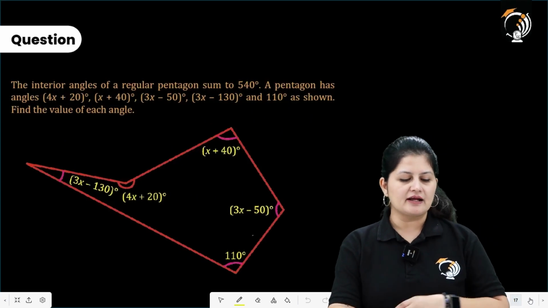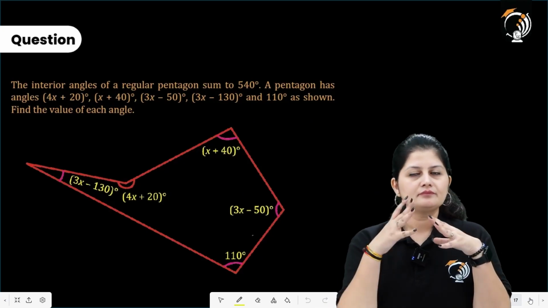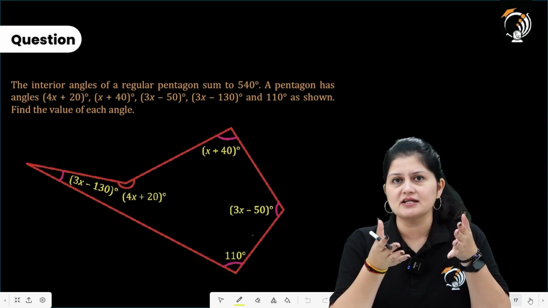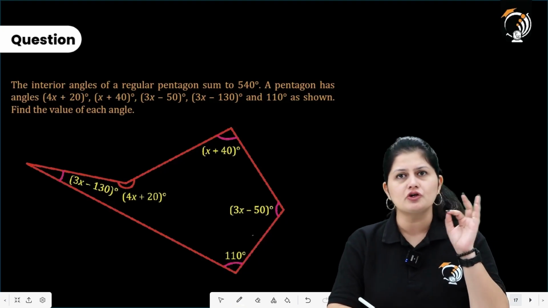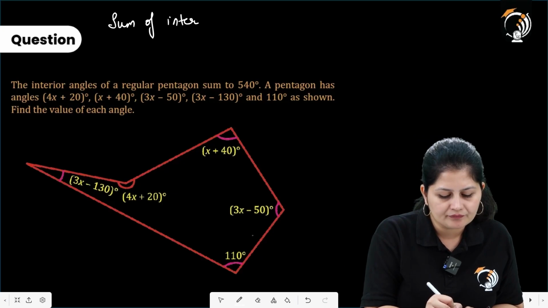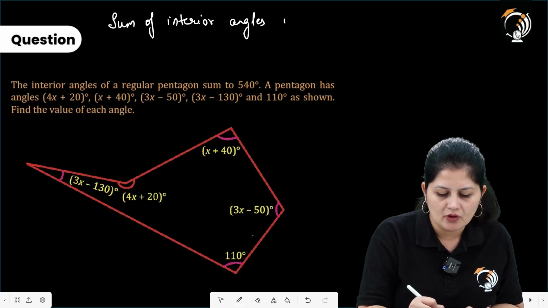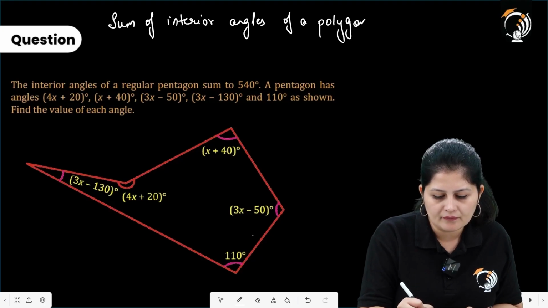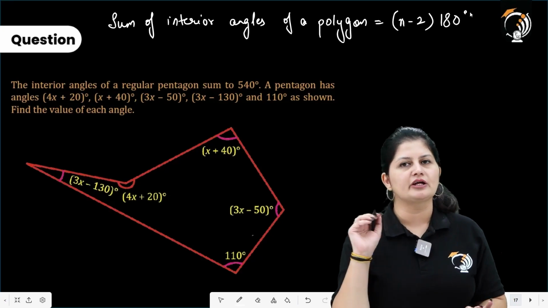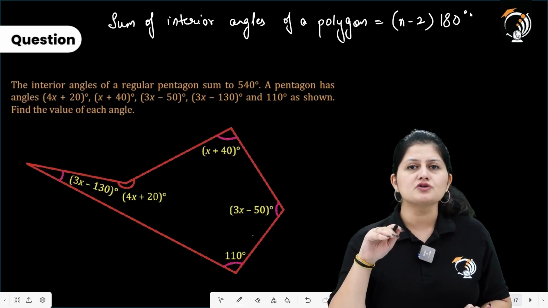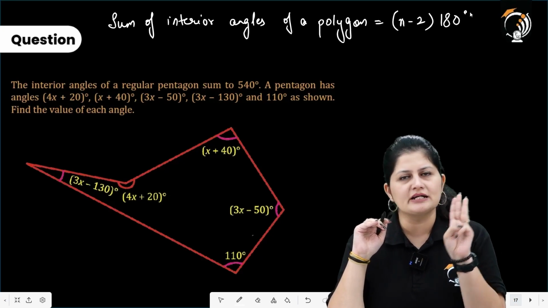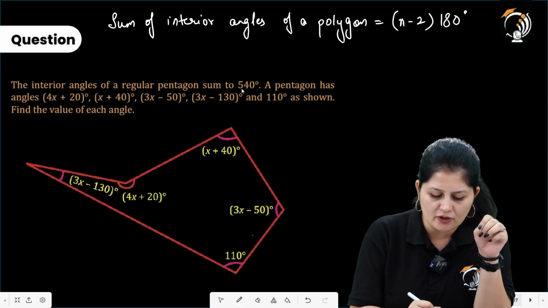Moving to the next question: the interior angles of a regular pentagon sum to 540. So here you are being given this information that the sum of interior angles of a pentagon is 540. But just in case you are not provided with this information, you should know the formula for finding the sum of the interior angles. The formula for the sum of interior angles of a polygon is n minus 2 multiplied by 180 degrees. Clear? So you should know this formula. n is going to be 5 here, so 5 minus 2 is 3. So 3 multiplied by 180 is 540 degrees, and that is what you are being provided in the question.